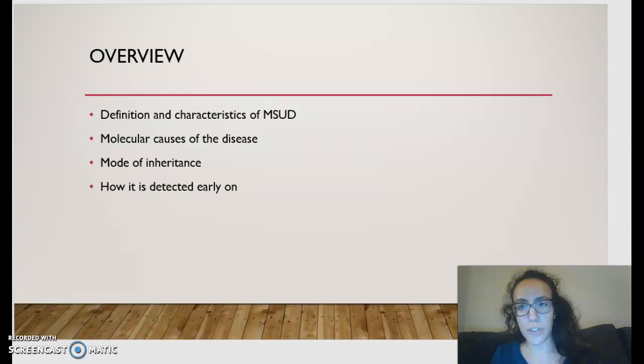So just an overview of what we're going to cover during this PowerPoint. We are going to talk about the definition and characteristics of maple syrup urine disease, otherwise known as MSUD, the molecular causes of the disease, the mode of inheritance, and how it is detected early on. I would like to say it is crucial that maple syrup urine disease is detected early on, and we'll talk about that a little bit more why later.